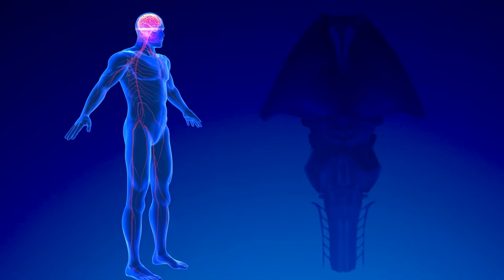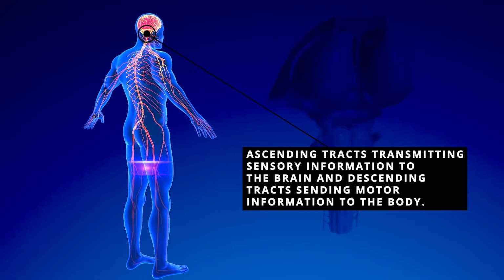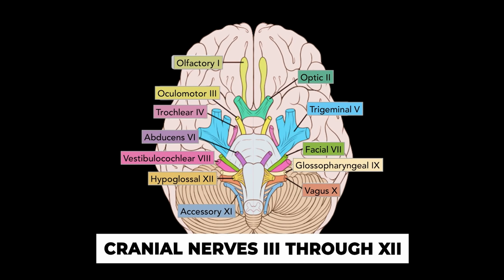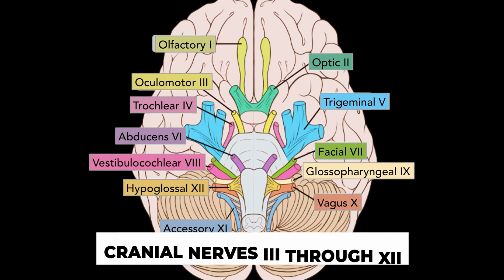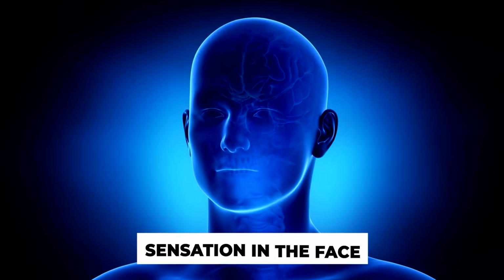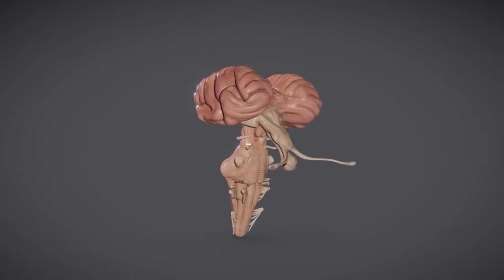The brainstem serves as a conduit, with ascending tracts transmitting sensory information to the brain and descending tracts sending motor information to the body. Cranial nerves 3 through 12 originate from the brainstem, controlling functions such as facial expressions, swallowing, and sensation in the face. Here's a detailed look at the brainstem.